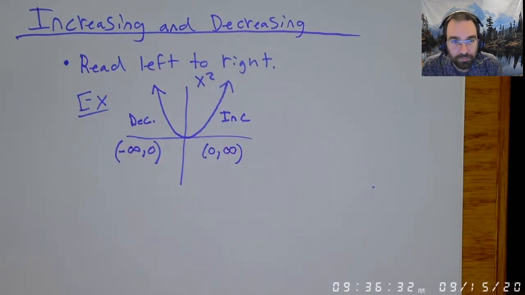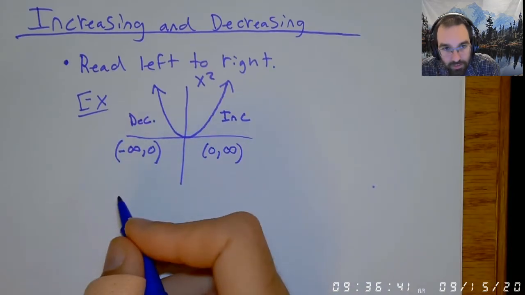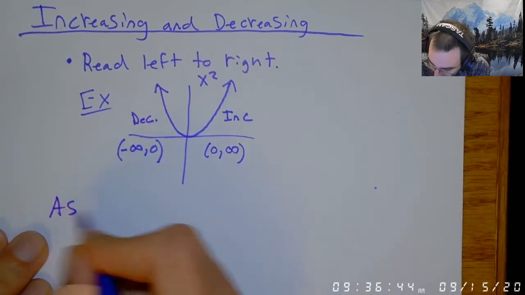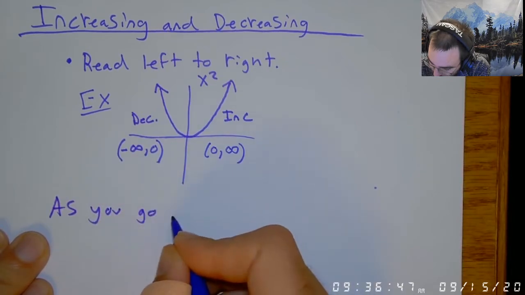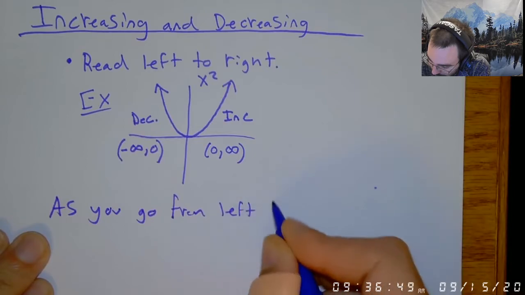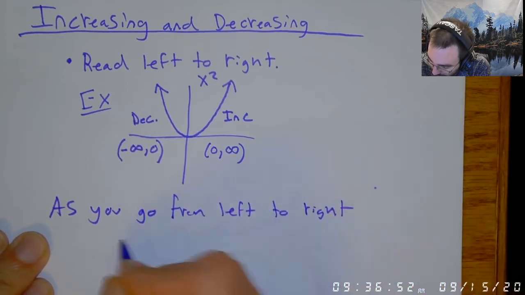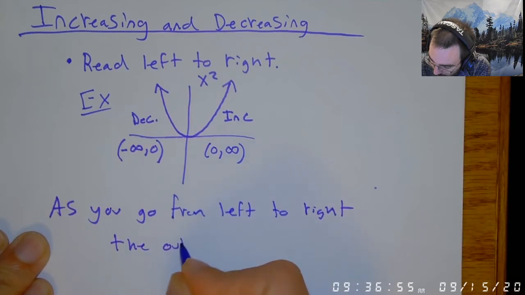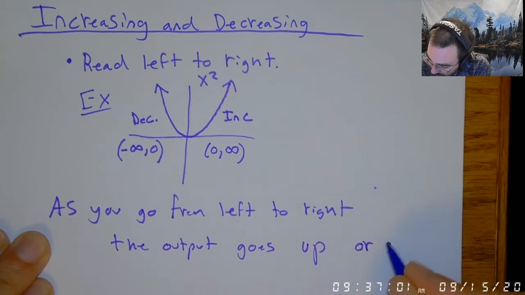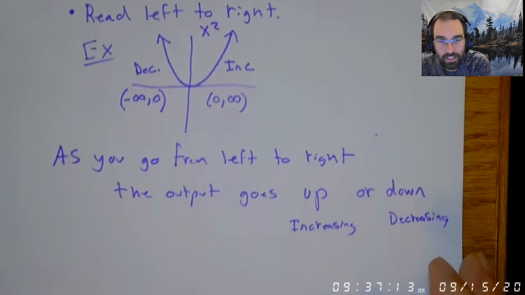So that's what we're going there. Okay, so always read it from left to right. Don't go the other way. The definition of increasing, decreasing is the output. So as you go from left to right, the output goes up or down. So up would be increasing, down would be decreasing.